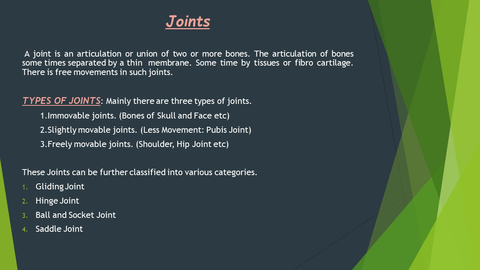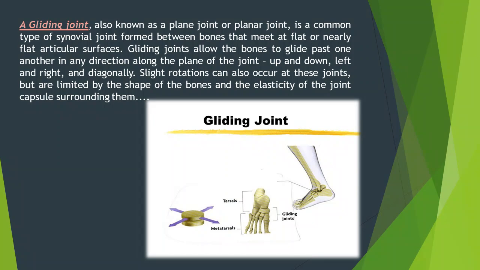saddle joint. A gliding joint, also known as a plane joint or planar joint, is a common type of synovial joint formed between bones that meet at flat or nearly flat articular surfaces. Gliding joints allow the bones to glide past one another in any direction along the plane of the joint, up and down, left and right, and diagonally. Slight rotations can also occur at these joints, but are limited by the shape of the bones and the elasticity of the joint capsule surrounding them.